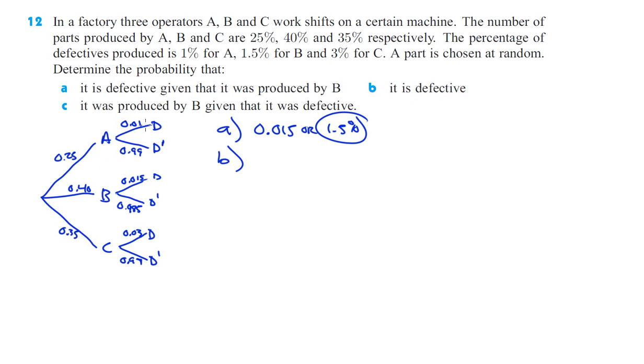Okay. Part B, what's the probability that it is defective? So now we're going to have to calculate these 3 routes and add them all together. So we got 0.25 times 0.01 plus 0.40 times the defective is 0.015, and then for C it's 0.35 and the defective is 0.03.